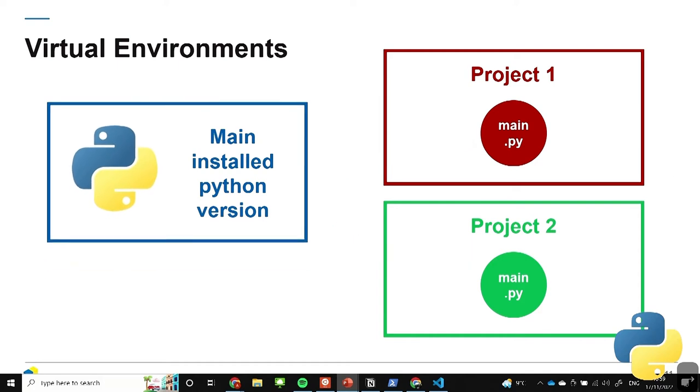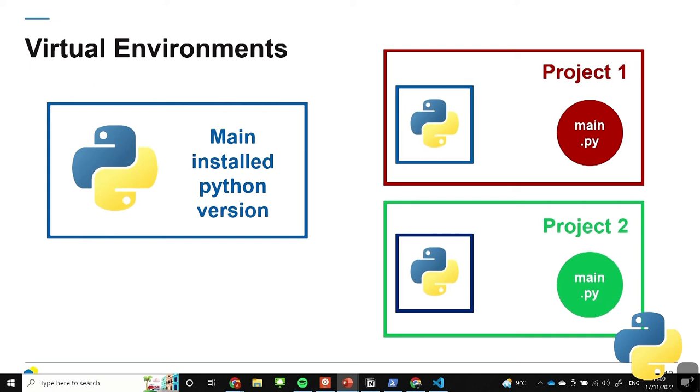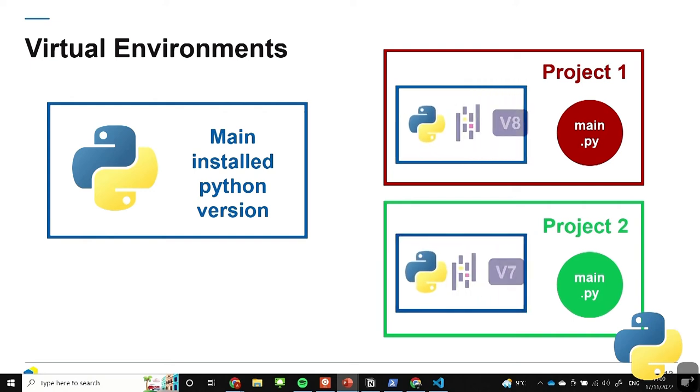The standard and recommended solution to this problem is to create a virtual environment, which is like a copy of Python that lives inside each of your projects. And then in each of these projects, you can install the specific version of pandas that you need, and everything works well.